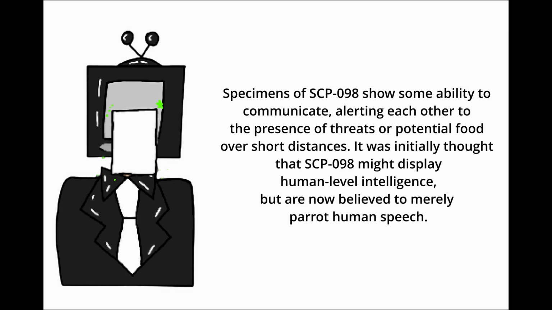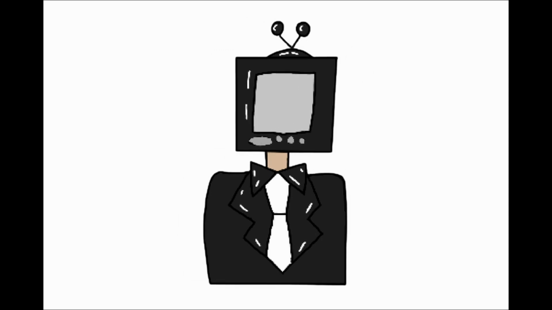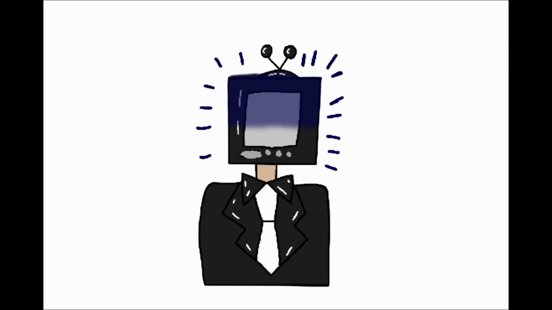Anyways. Specimens of SCP-098 show some ability to communicate, alerting each other to the presence of threats or potential food over short distances. It was initially thought that SCP-098 might display human-level intelligence, but are now believed to merely parrot human speech. So they're basically parrots. Not actually, but like the intelligence of a parrot. It talks like one. It mimics, which is, if I hear a crab speak to me, I'm just running away.